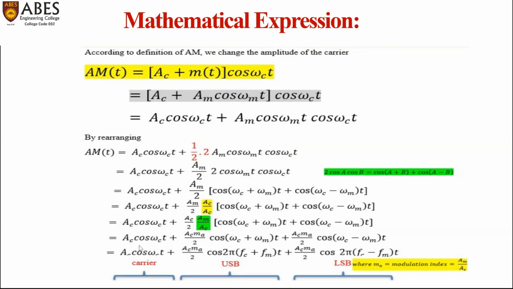So this is the possible expression for an amplitude modulated wave, in which the first term is the carrier term, and the second term, ACMA by 2 cos 2 pi (FC plus FM) T, is the USB, that is the upper sideband of the amplitude modulated wave. The next one, LSB, denotes the lower sideband of the amplitude modulated wave. Here, for the upper sideband FC plus FM, and for the lower sideband FC minus FM. So in this way, we can analyze the mathematical expression for an amplitude modulated wave.